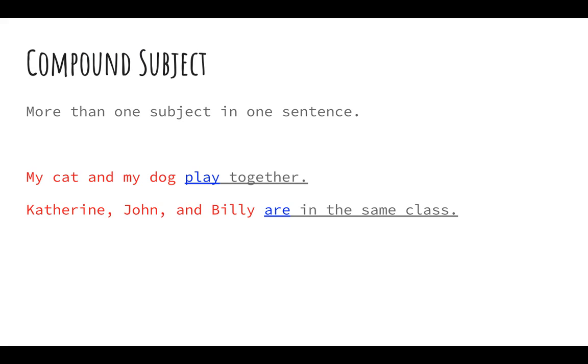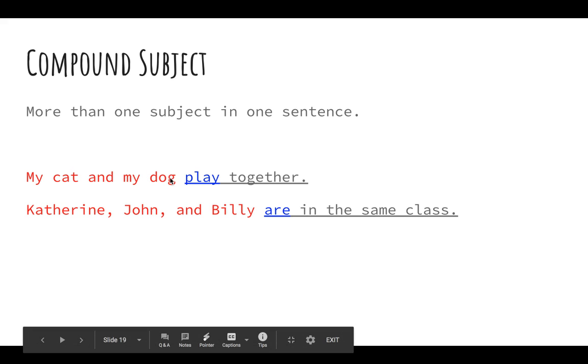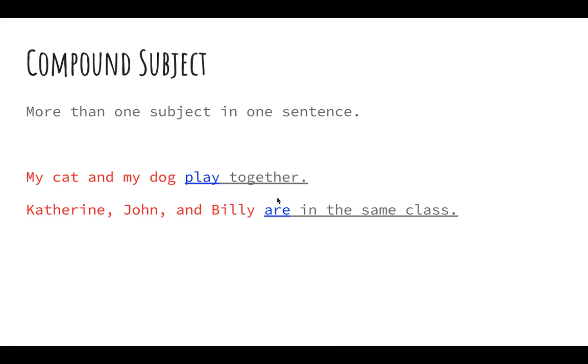Okay, so sometimes we have compound subjects. My cat and my dog play together. That means I have more than one subject in this sentence, my cat and my dog. What do they do? They play together. Catherine, John, and Billy are in the same class. I have more than one subject. Compound means more than one. Catherine, John, and Billy are my subject. They are in the same class.